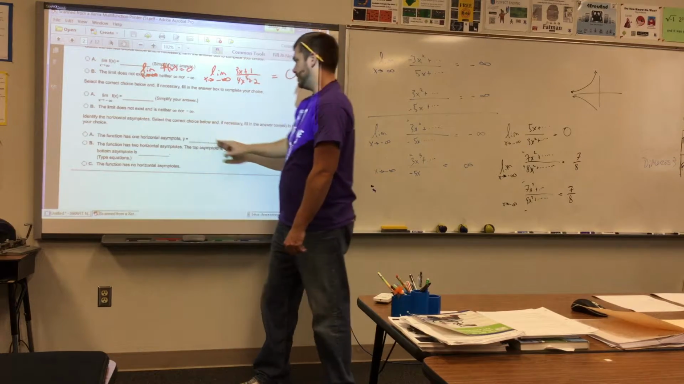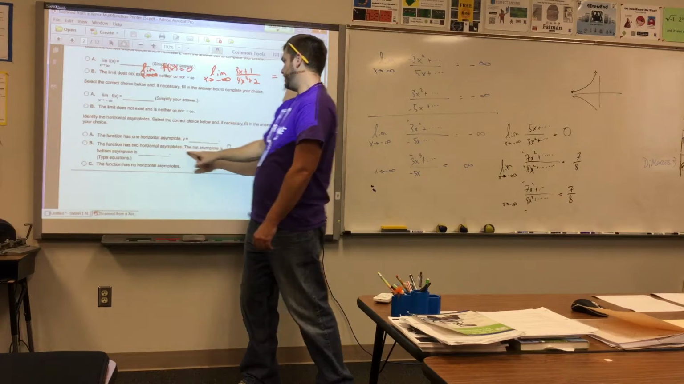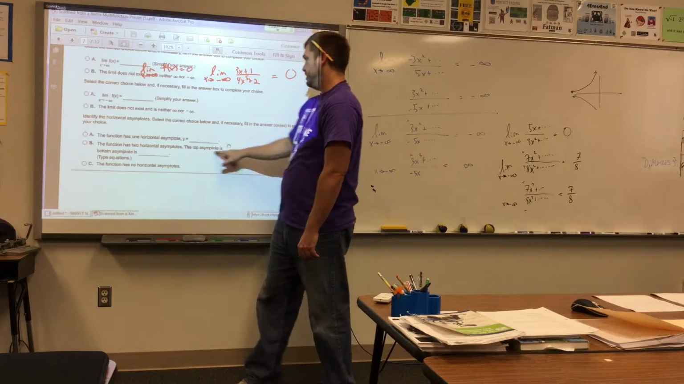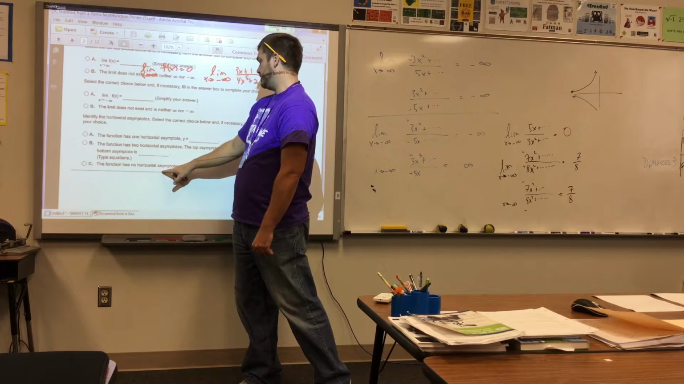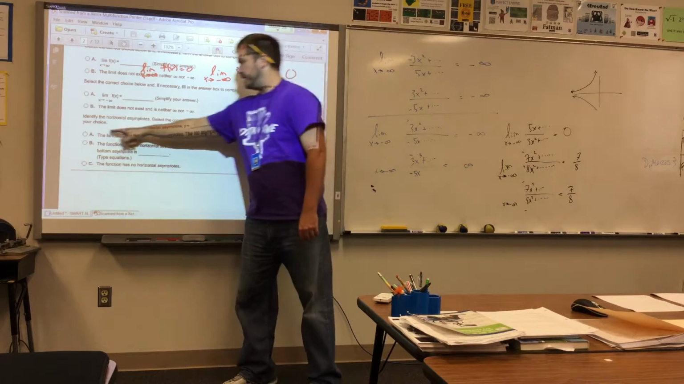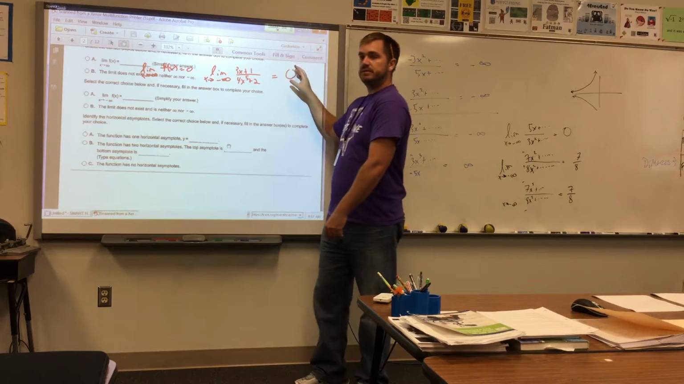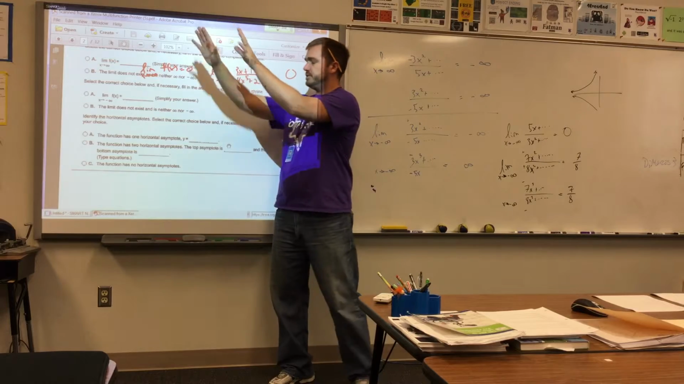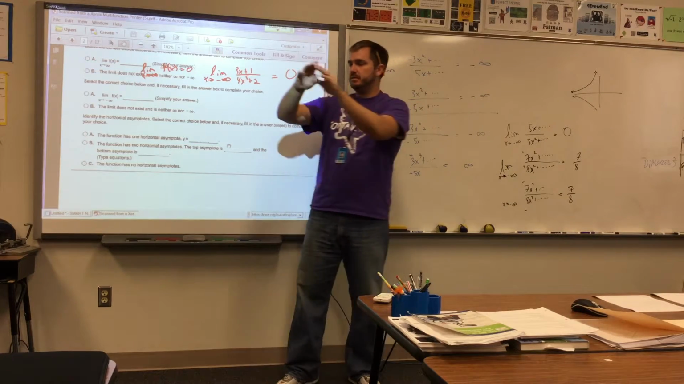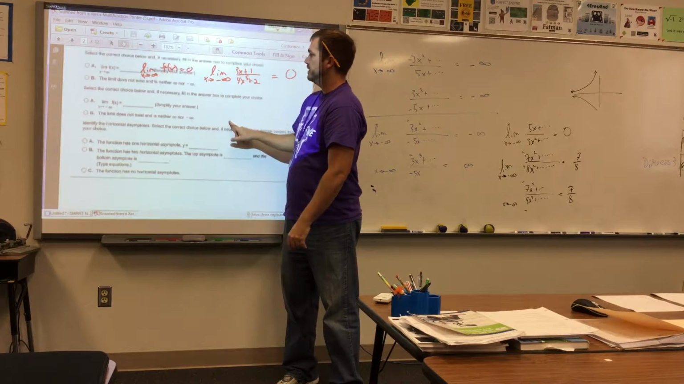Identify the horizontal asymptotes. The function has one asymptote, or the function has two asymptotes, the top asymptote is this and the bottom asymptote is that, or the function has no horizontal asymptotes. I would say, based on this, the function has one horizontal asymptote, and it's y equals 0. Because as x approaches infinity, we're going to 0, and as x approaches negative infinity, we're going to 0. So I kind of like that answer.